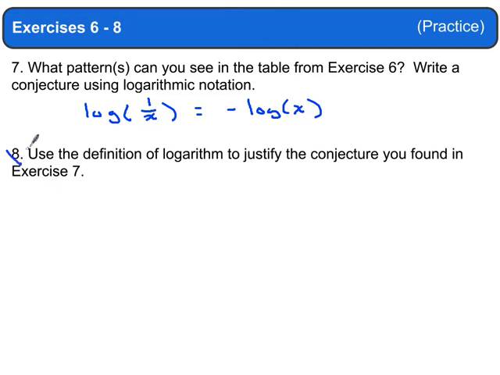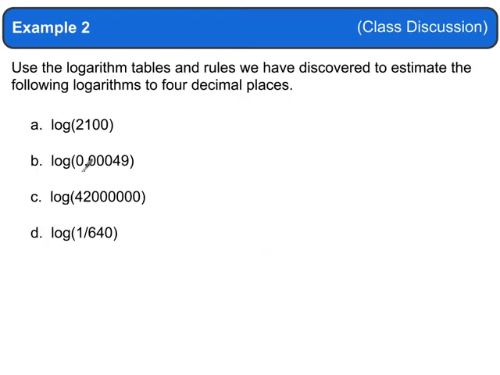So we're going to skip number 8, and we're going to look at some examples that model this concept. So they say, what if we have the log of 2,100? They want us to use our log tables and log rules that we discovered. So we're not going to type in log 2,100 in our calculator. We're going to apply our rules. So I can rewrite this as the log of 10 squared times 21.